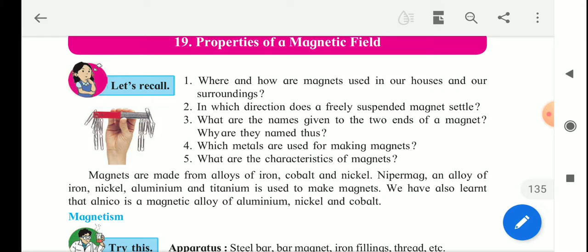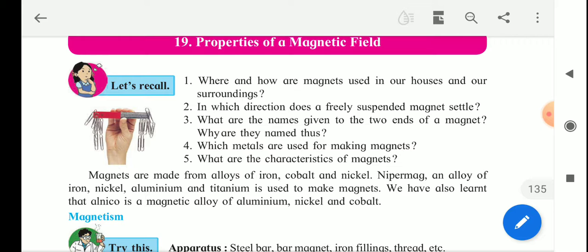So in which direction does a freely suspended magnet settle? The freely suspended magnet always settles in a north-south direction. The third question is, what are the names given to the two ends of the magnet and why are they named thus? The two ends of the magnet are called the North Pole and the South Pole because the North Pole of the magnet aligns itself towards the geographical north and the South Pole towards the geographical south.